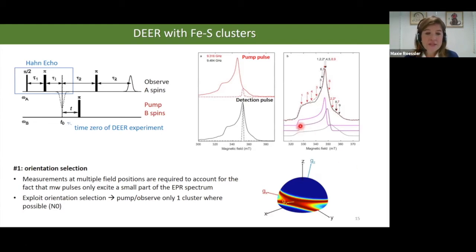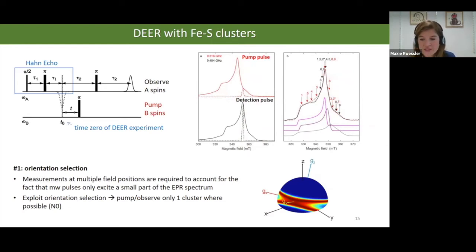So in the case of these very highly anisotropic clusters, spanning quite a large field range, as you can see here, we also have to take into account orientation selection. That is because the pump and the detection pulses, so these observer and pump spins, don't excite the entire iron-sulfur cluster spectrum. So what this means is that we have to obtain many different DEER spectra at different field positions in order to obtain the complete distance pattern.